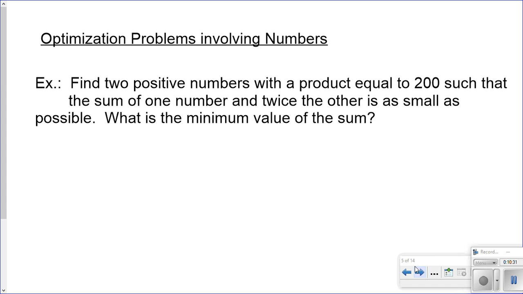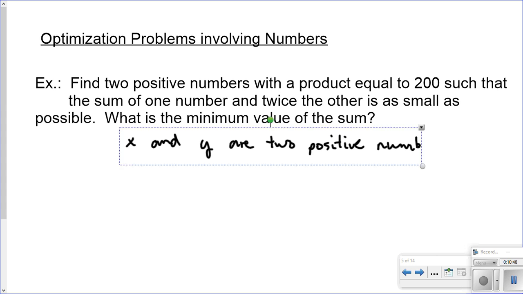Okay, so find two positive numbers with a product equal to 200. So I'm going to let my two positive numbers, x and y, be two positive numbers. Right off the bat, I have my domain restriction here, such that the product is equal to 200. So my product is going to be x times y, and that's 200. I'm just going to write this as an equation. It's a little bit better.